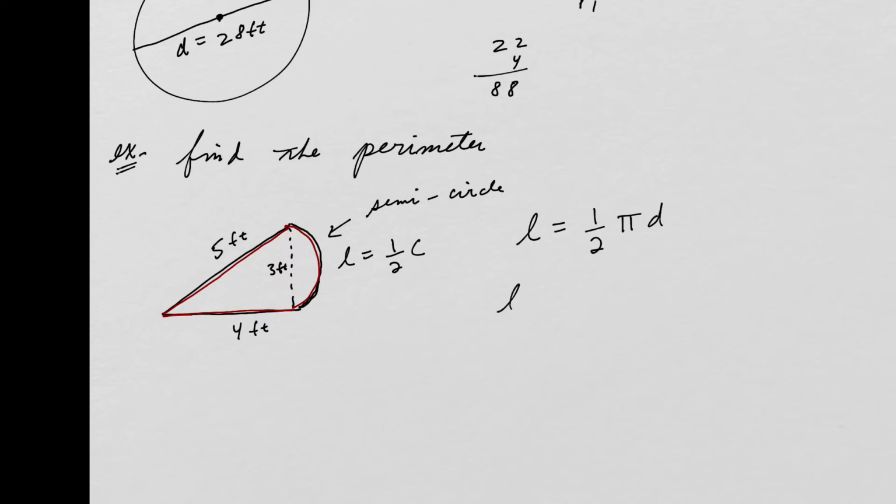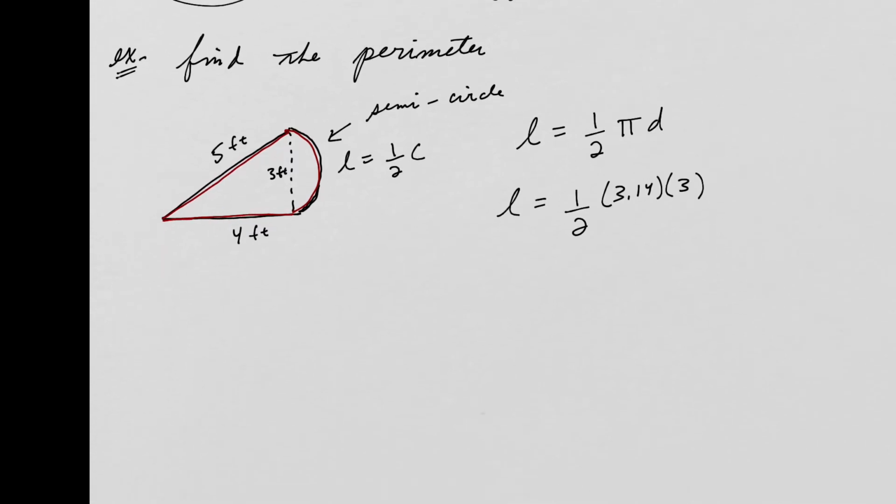So this will be L equals 1/2 times 3.14 times 3. Okay, if you want, you could write 1/2 as a decimal. That's just going to be 0.5, right? Times 3.14 times 3. So multiply all that together, and you're going to find that this is equal to 4.71. Here, if you want to save a little time by using a calculator, that's fine. So 4.71 feet.